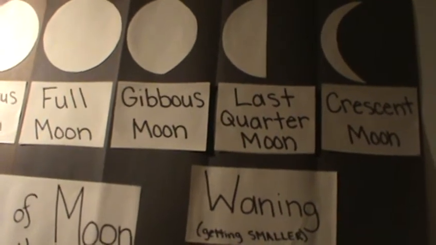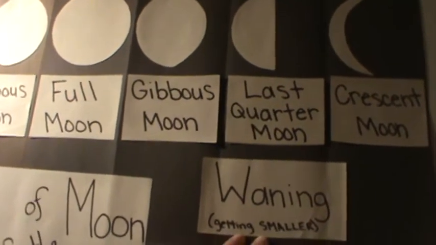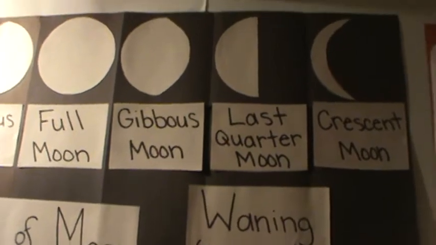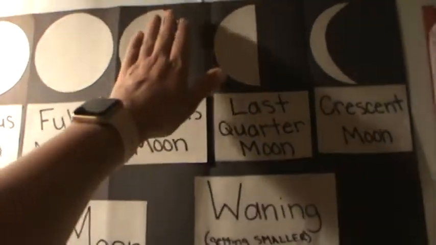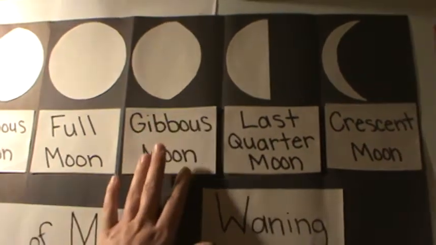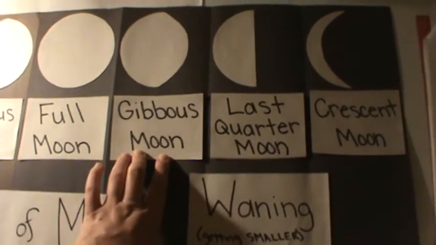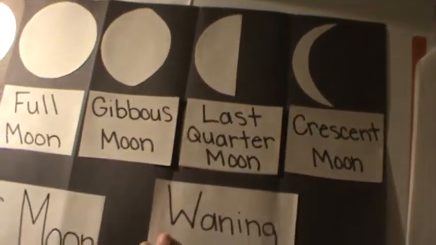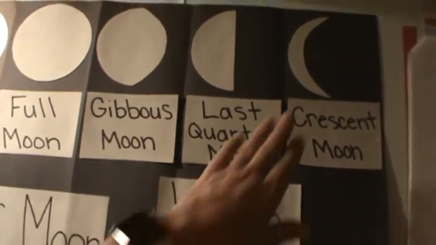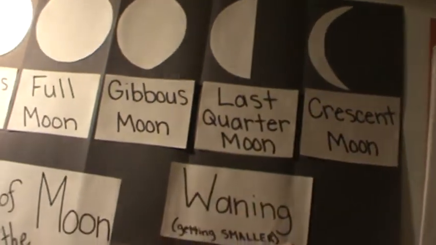But is it really getting smaller and bigger? No. It's just what's being reflected. So the full moon, then we go back down where a little bit is not reflected, back to a gibbous moon. Then we're back to half or last quarter moon, and then crescent again.